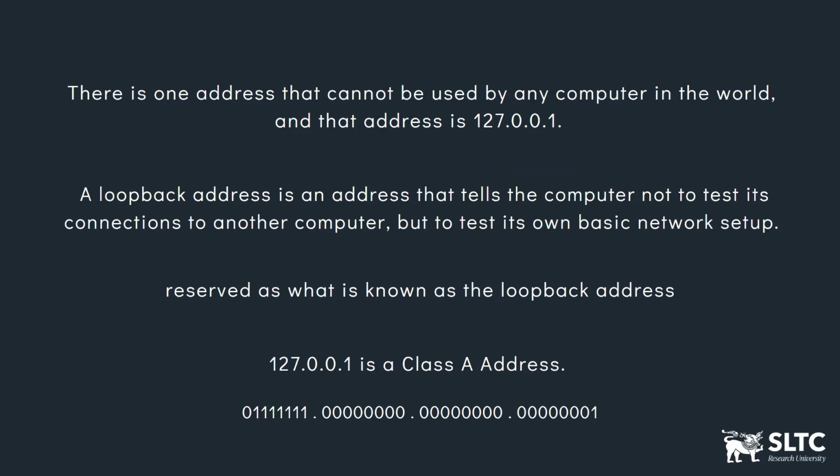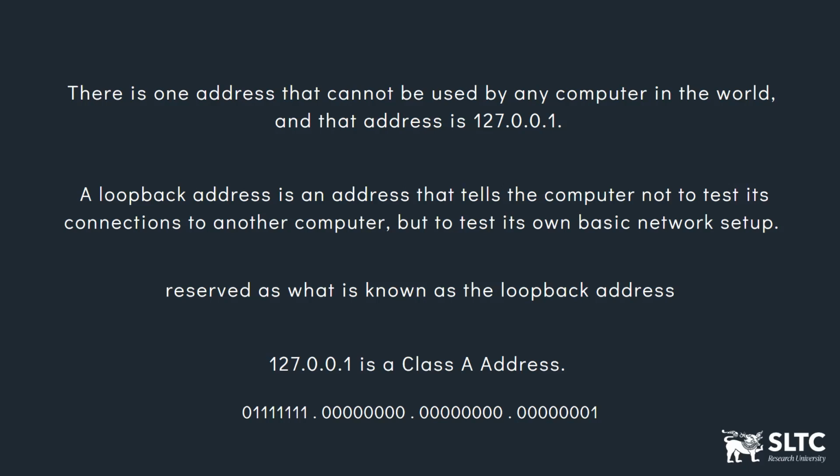So there's one address that we can't use in any computer in the world, and that is the 127.0.0.1 address, which is the loopback address, right? So this loopback address tells the computer to check its connections and its own network setup, right? So this address is used to check the connection to the internet, and therefore it is reserved for that purpose, and therefore no device is allocated this address.